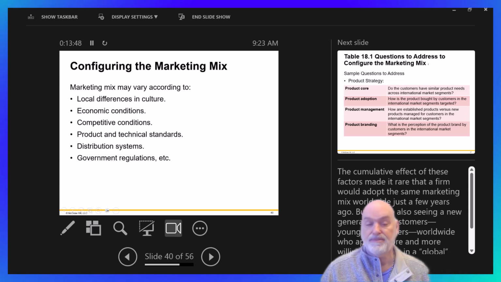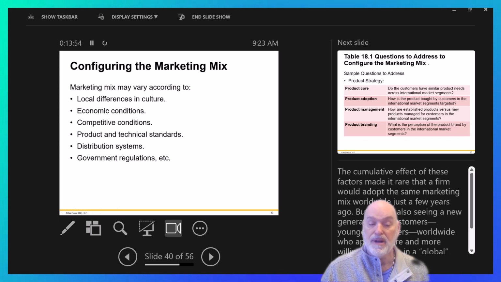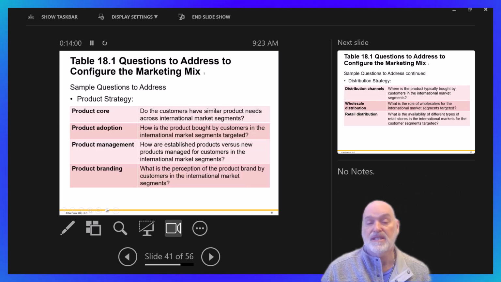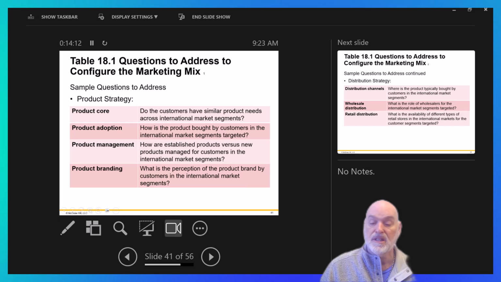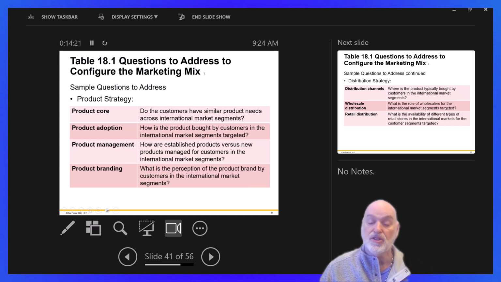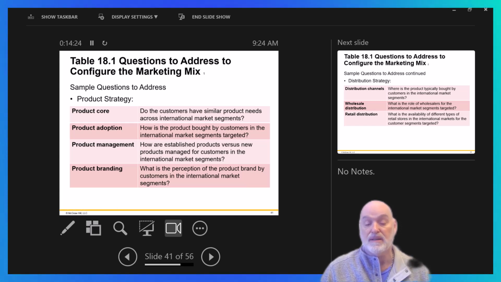Configuring the marketing mix. The marketing mix may vary according to local differences in culture, economic conditions, competitive conditions, product and technical standards, distribution systems, and government regulations, etc. Questions to address to configure the marketing mix. Product core: do the customers have similar product needs across international market segments? Product adoption: how is the product bought by customers in the international market segments targeted? Product management: how are established products versus new products managed for customers in the international market segments? And lastly, product branding: what is the perception of the product brand by customers in the international market segments?